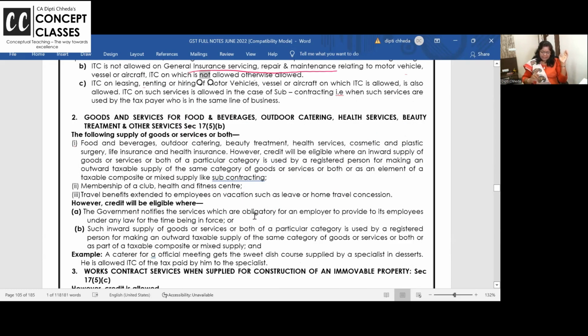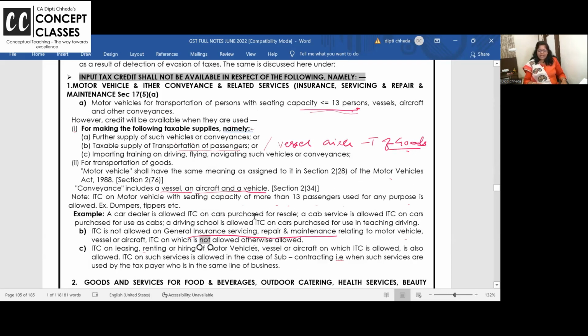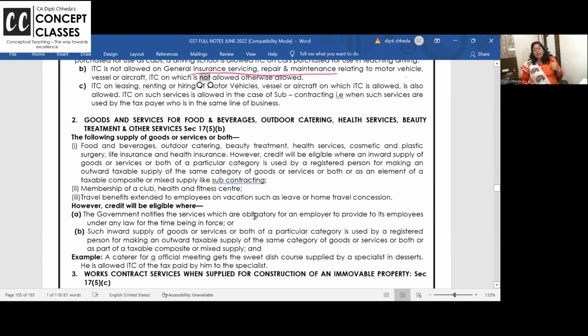Okay. Next, goods and services for food, beverages, outdoor catering, health service, beauty treatment, other services not allowed. This is all a list of ITC not allowed. So again and again ITC not allowed. It is written above, ITC shall not be available in respect of following: goods and services, food and beverages. For my employees in my company who work with me, there are 200 employees and I have given a caterer the contract for the breakfast, lunch and dinner. He charges along with GST. Am I allowed to take ITC?